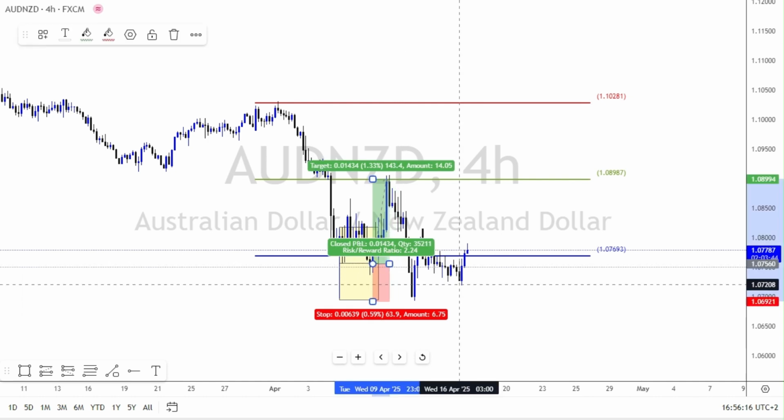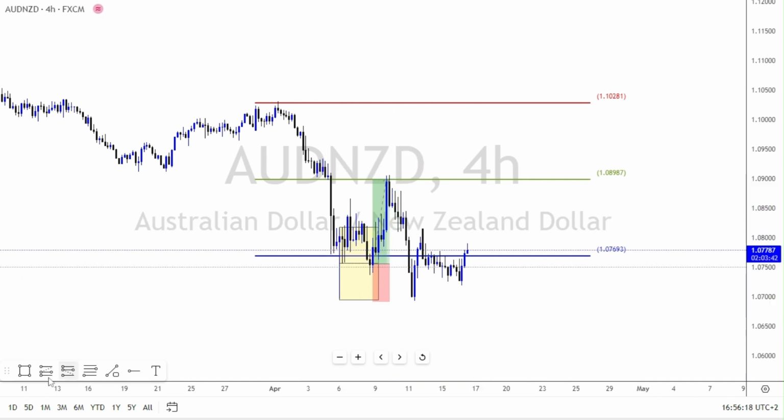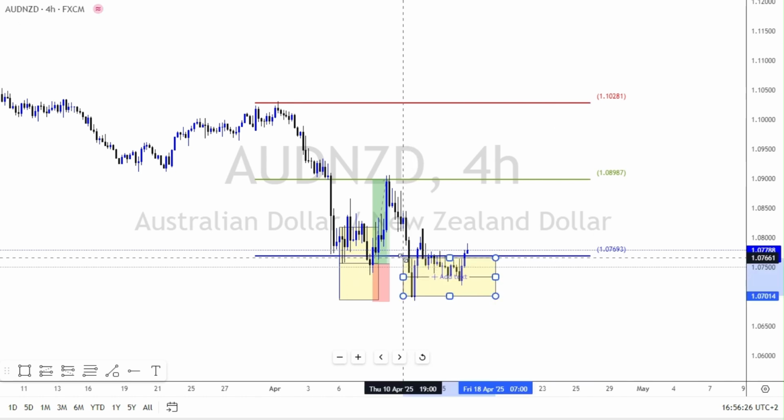So the market came down. We got an order block at this point. As you can see, I got an order block. I have this order block here.